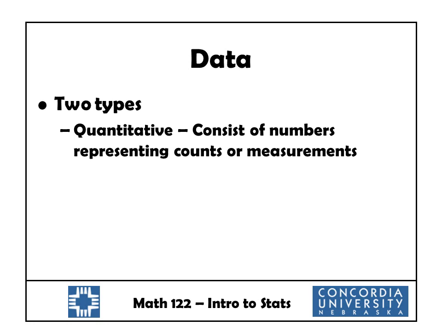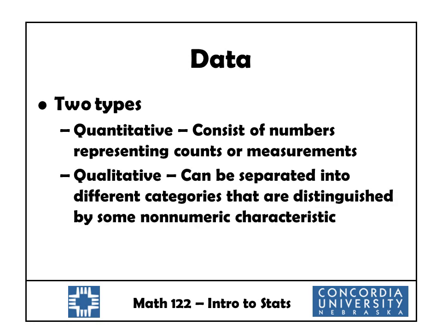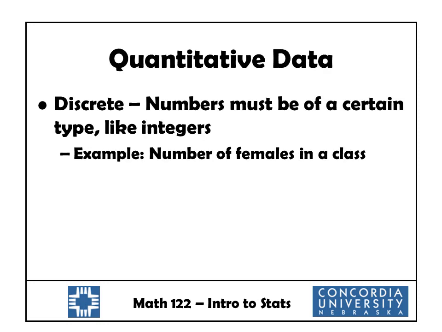Data falls into two general categories. First, we have quantitative, and those are data that are in the form of numbers, consist of numbers representing counts or measurements. The other type is qualitative, and that's data that does not involve numbers. It's lists of words, or in general, it's data that can be separated into different categories that are distinguished by some non-numeric characteristic. The important word there is non-numeric.